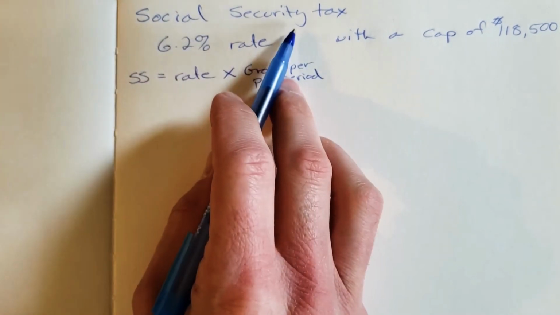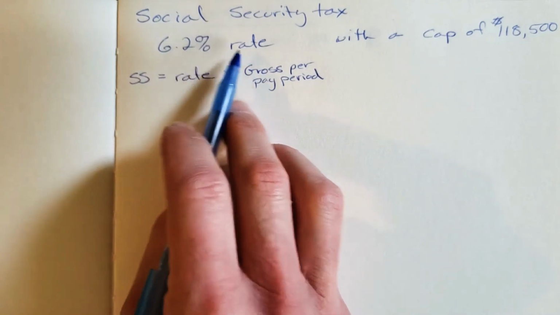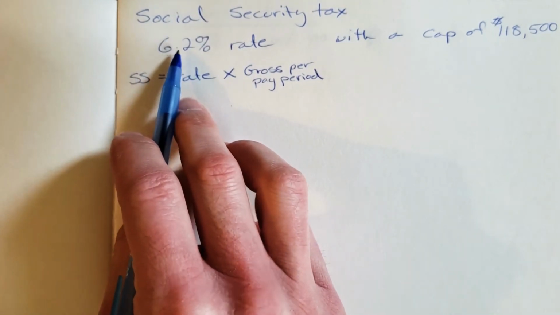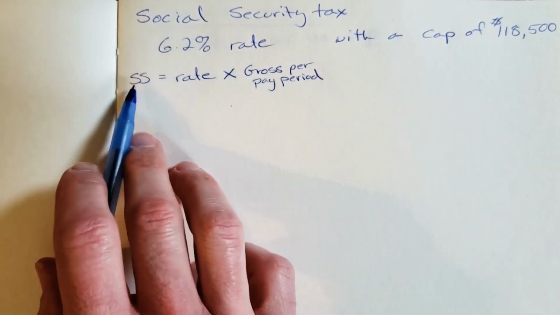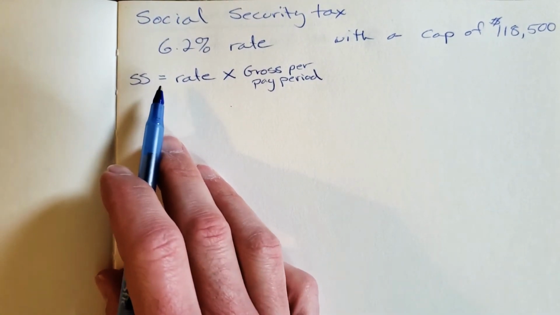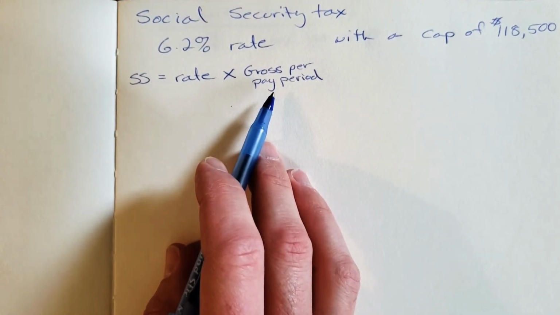So on your paycheck, if you ever look, you'll see that Social Security is a certain amount. It's always 6.2% of your gross that you made for that pay period. And so it's kind of a straightforward process. You're going to take your 6.2% times your gross for that pay period.